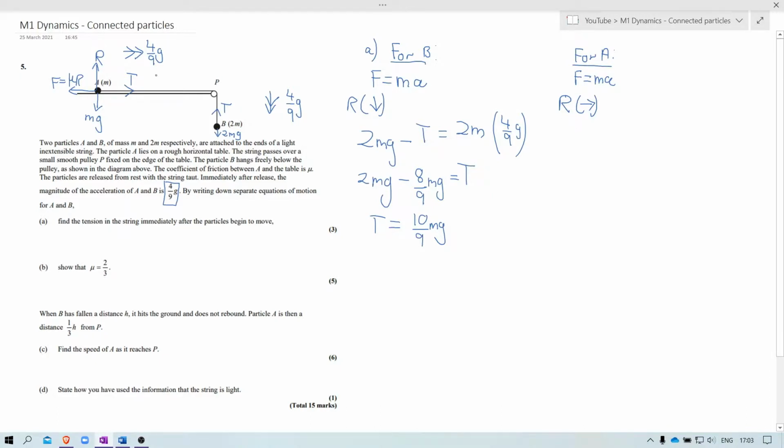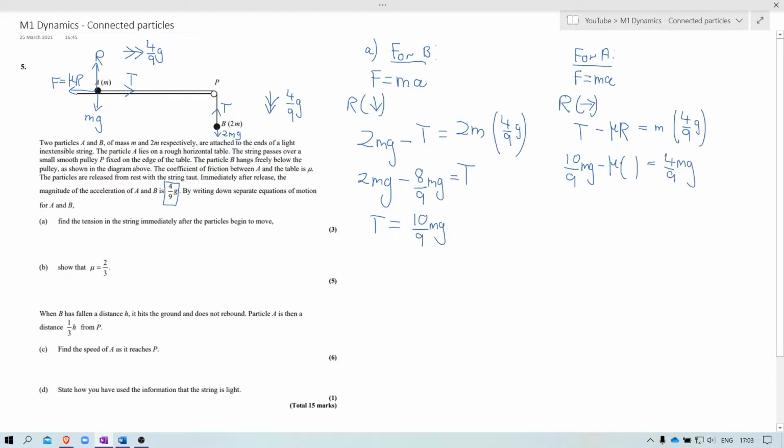Next, what are all the forces going towards the right? That's tension. What are all the forces acting towards the left? Well, that's friction, which by definition is equal to mu, which is the coefficient of friction, times R, the normal reaction force. And that's equal to its mass times the acceleration, which I've already got on the diagram. It's 4/9 g. So then we have tension, which we already know. It's 10/9 mg minus mu R, and we'll come back to R in a second, but that's equal to 4/9 mg.